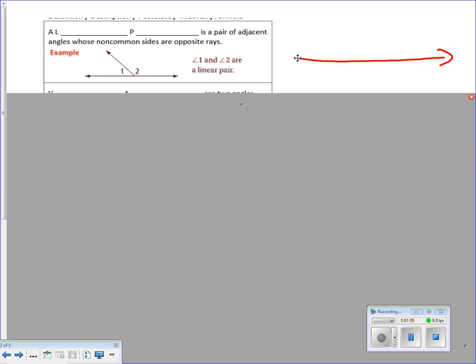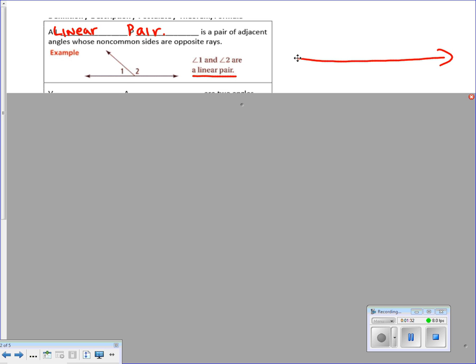Okay. So let's look at this very first one. It says a blank L, some word that starts with L and some word that starts with P, is a pair of adjacent angles whose non-common sides are opposite rays. Now you should know this one, and certainly you could probably read it right here. This is a linear pair. All right. I like to write the whole word in there.